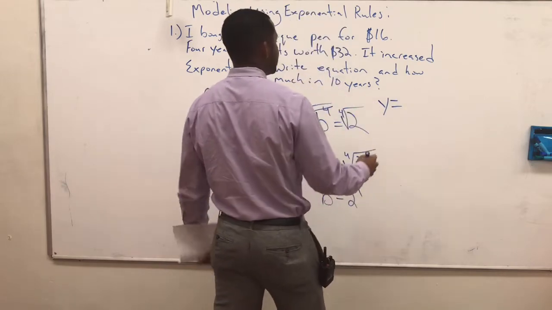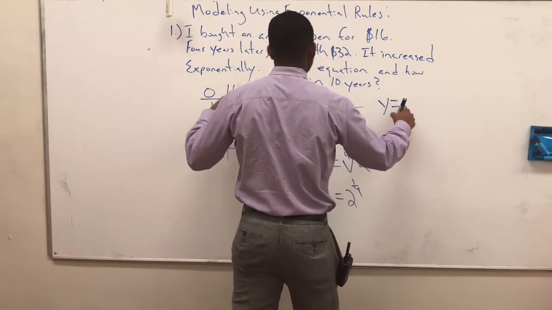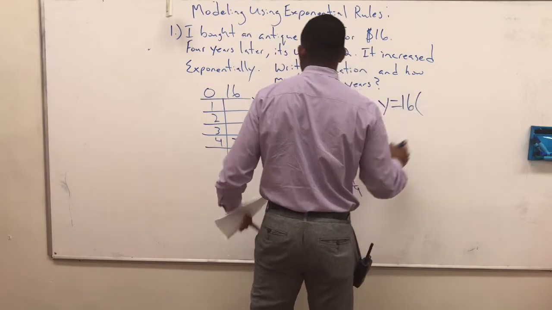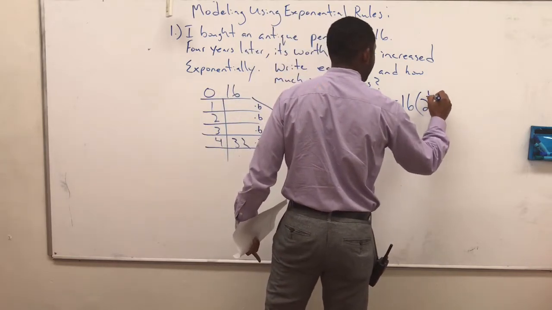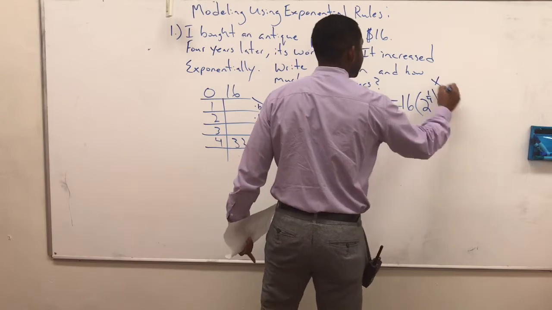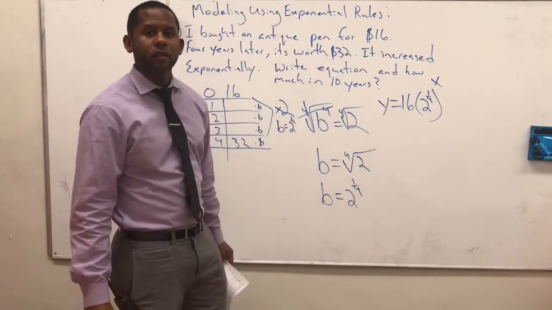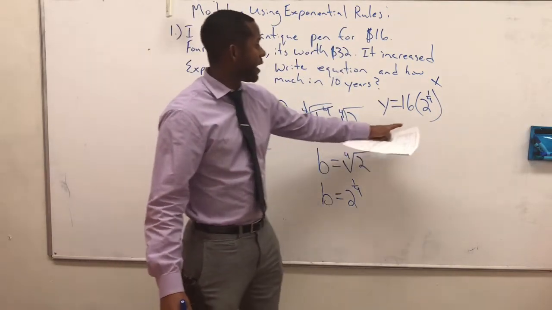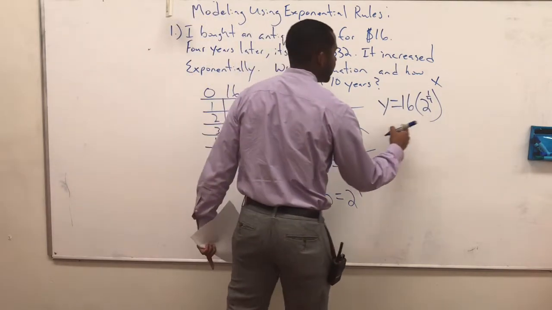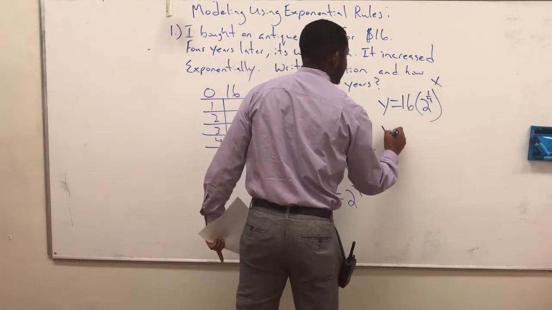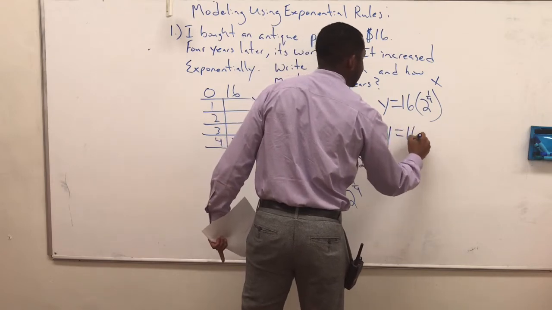So if I'm now creating my equation, my total value equals my initial value, which is 16, times my growth rate, which is 2 to the 1/4 power, to the x. Right? Initial value, growth rate to the x power, or to the x exponent. Except I don't want it to look like this.